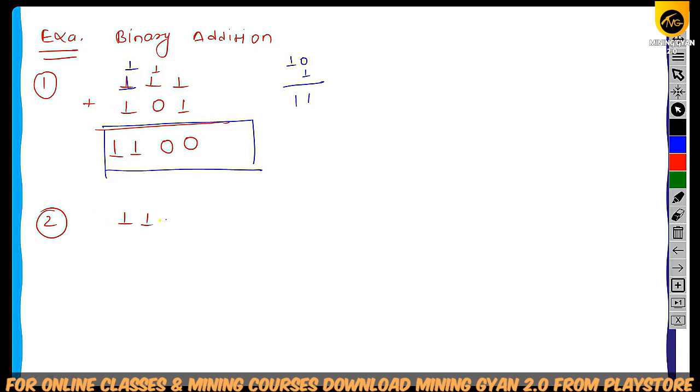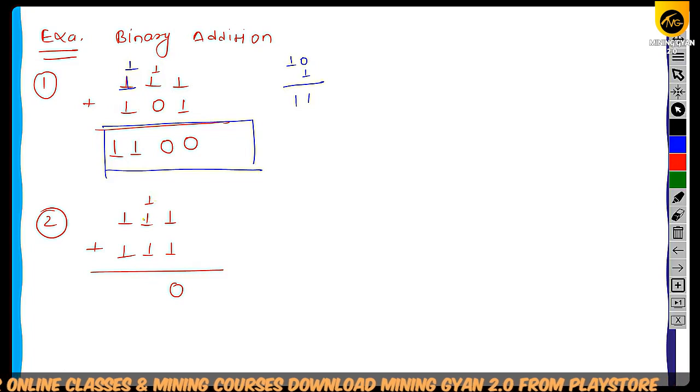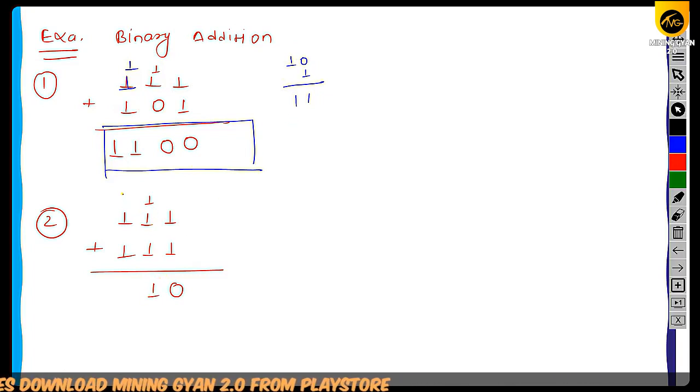Now the second example. Suppose we have 1 1 1 and again 1 1 1. Now 1 plus 1 becomes 1 0, so 0 is here, and the carry is in the next column. So 1 plus 1 is 1 0, and 1 0 plus 1 is 1 1. So 1 is here, and again the carry will be in the next column. Again 1 plus 1 is 1 0, and 1 0 plus 1 is 1 1. So the answer will be 1 1 1 1 0.